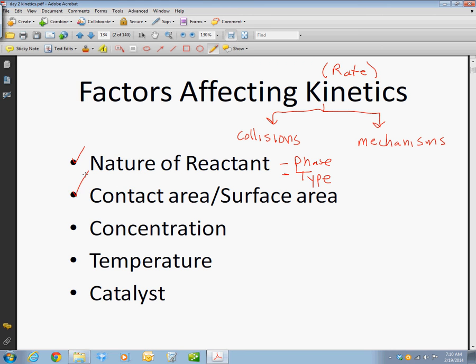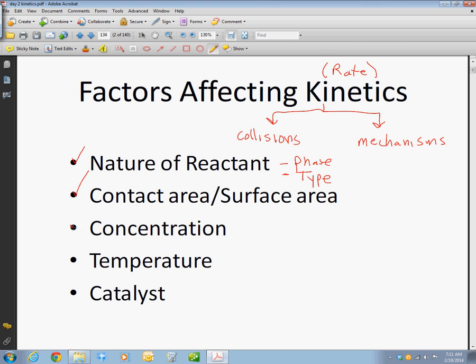Second, contact area, surface area. How many times the reactants are going to collide per time is directly related to how many times they can touch each other. So anything that you can do to increase the amount of times they touch each other, that means reactant A comes in contact with reactant B, you will increase the amount of contact, therefore increase the collisions. So contact area, surface area is the second main component.